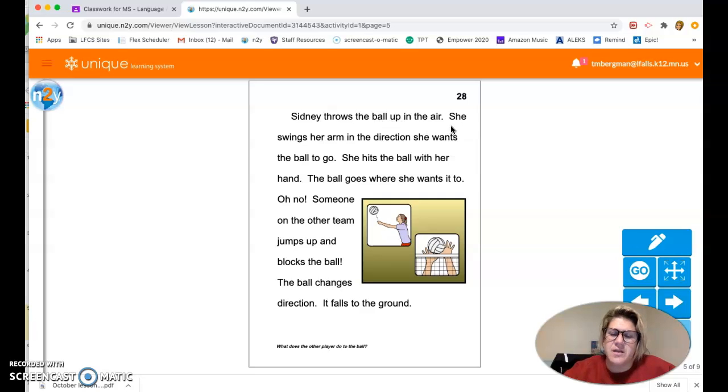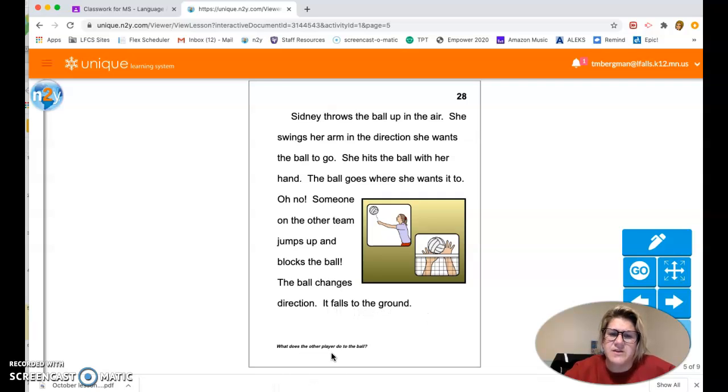Sydney throws the ball up in the air. She swings her arm in the direction she wants the ball to go. She hits the ball with her hand. The ball goes where she wants it to. Oh no! Someone on the other team jumps up and blocks the ball. The ball changes direction. It falls to the ground.